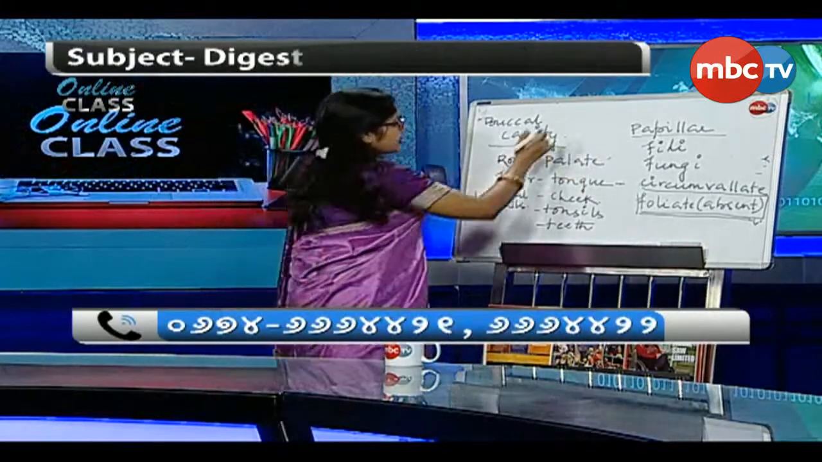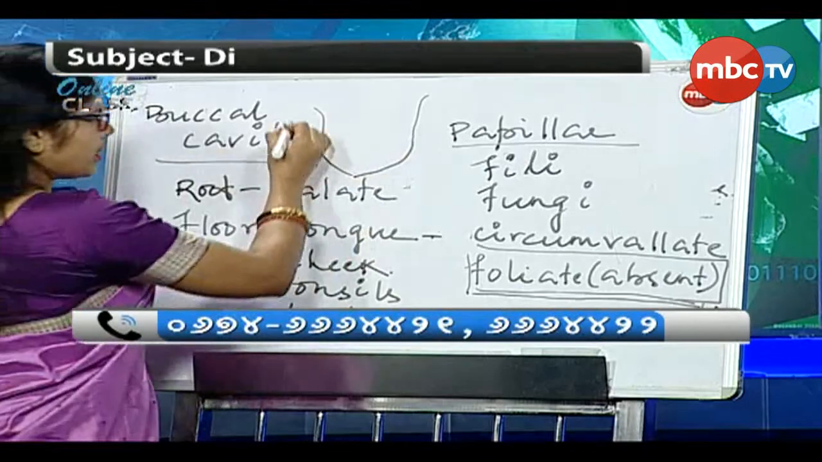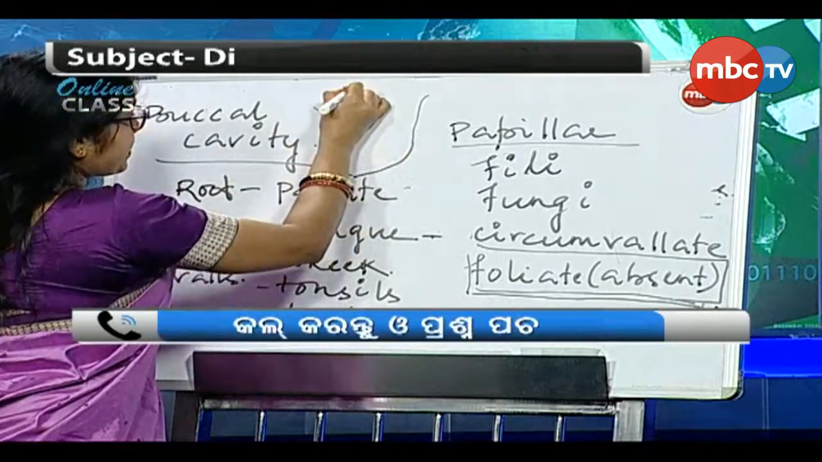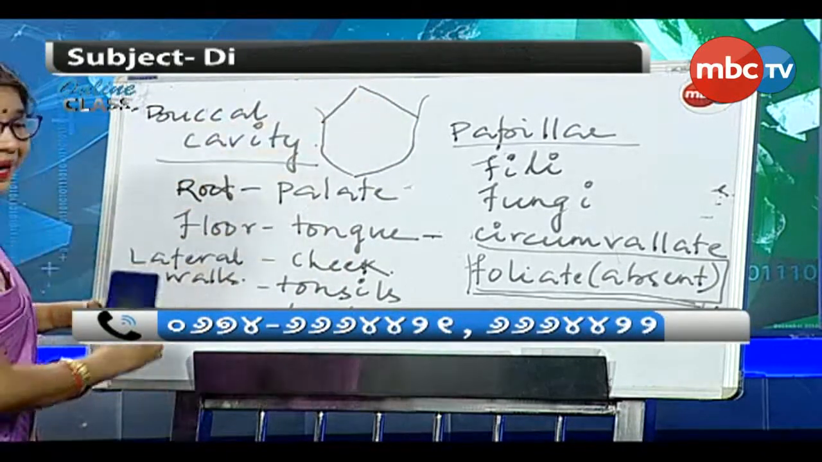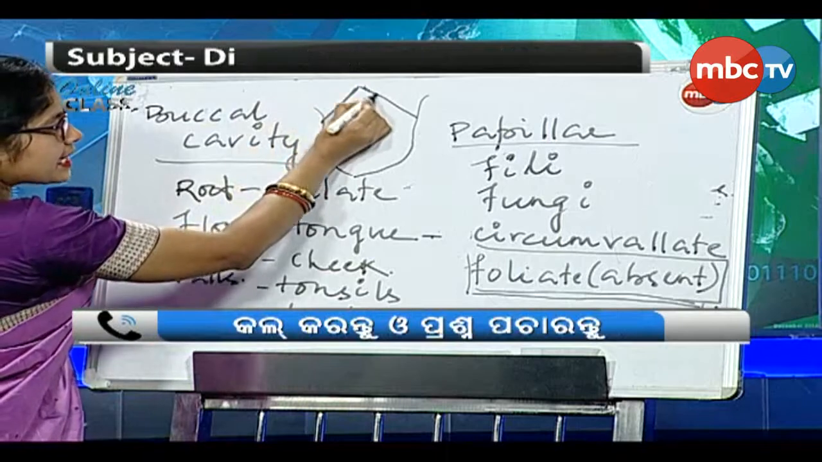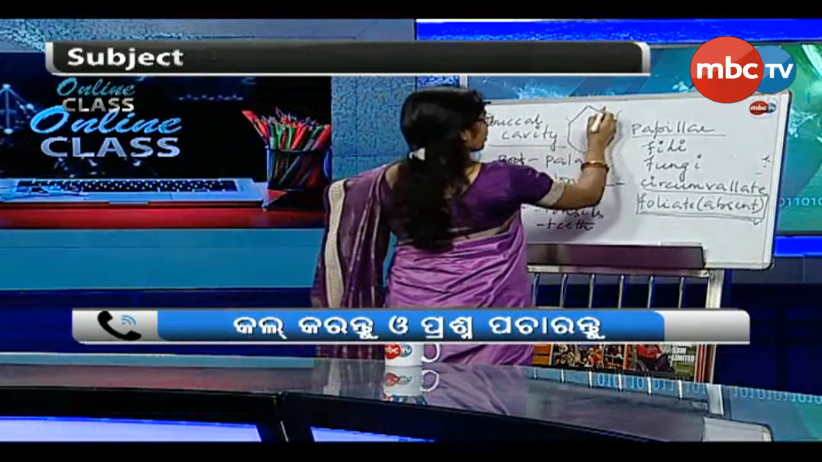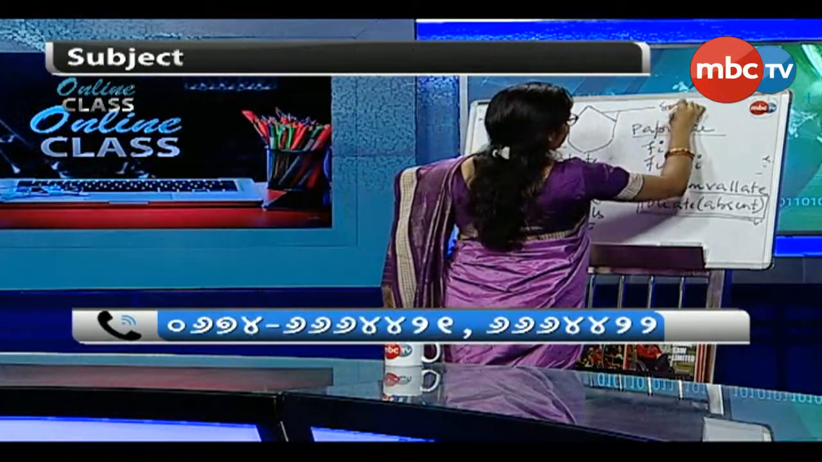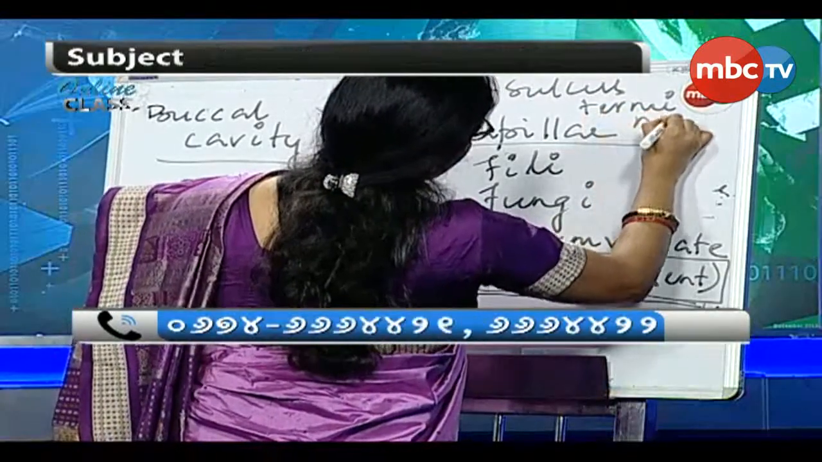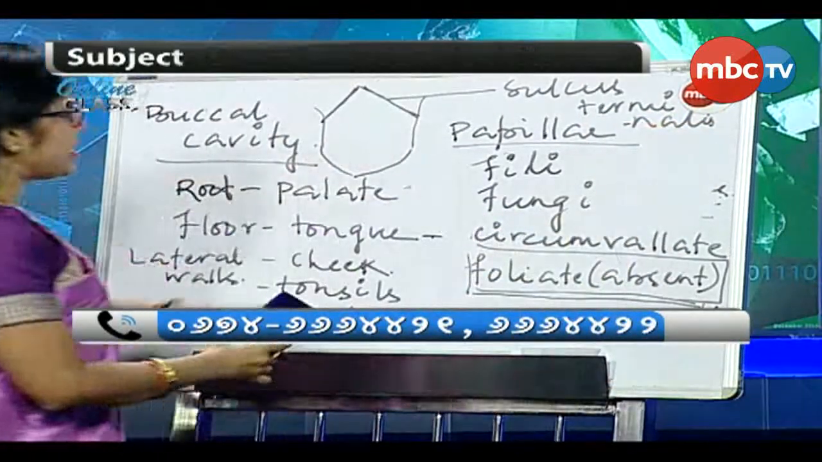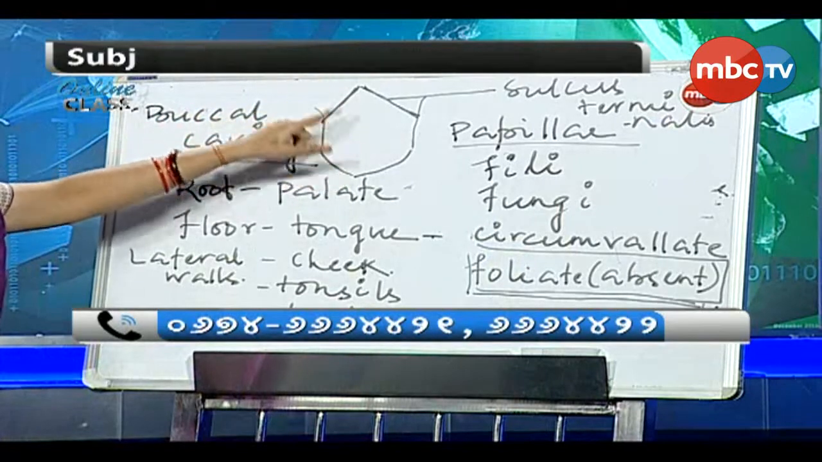If we see the diagram of a tongue, this is the diagram of a tongue. In this diagram, the tongue is divisible into 2 parts by an inverted V-shaped structure. That inverted V-shaped structure which divides the tongue into 2 parts is known as the sulcus terminalis.